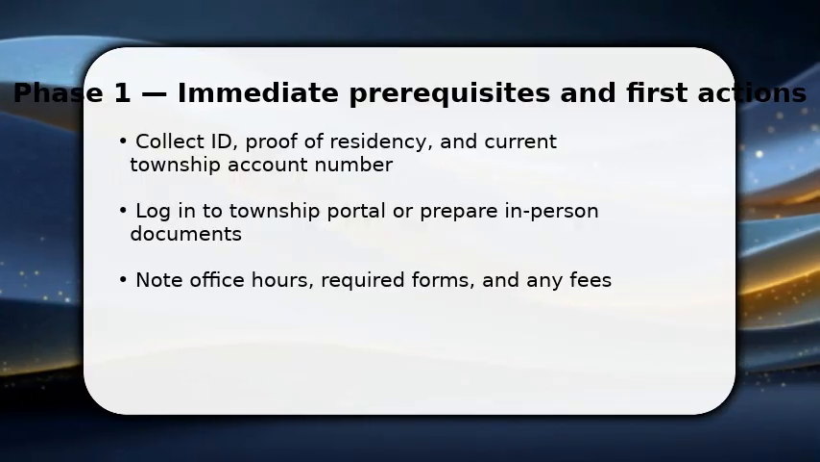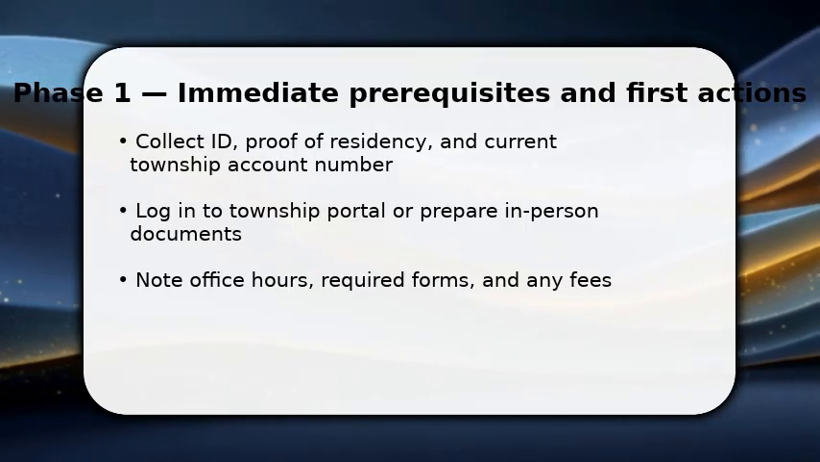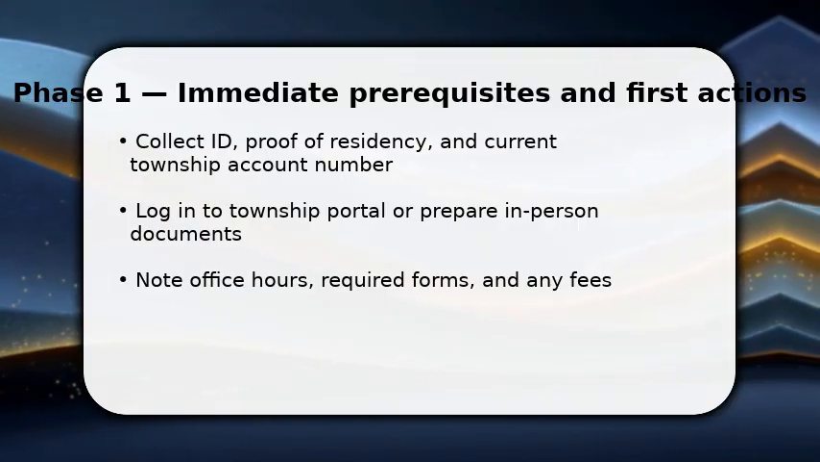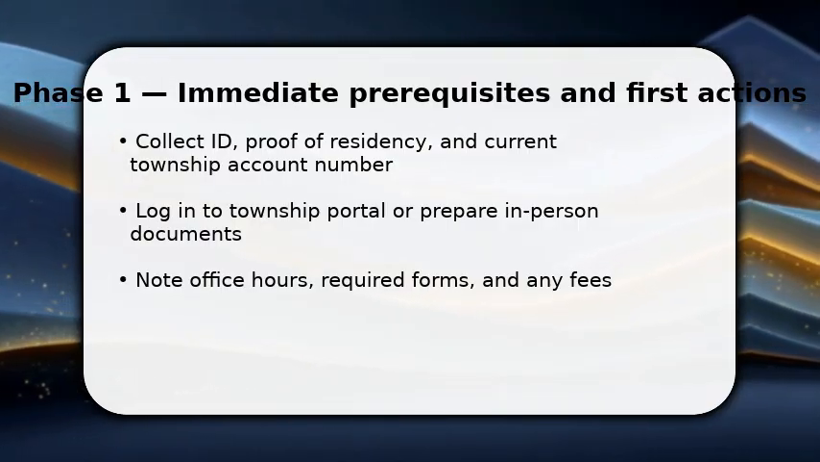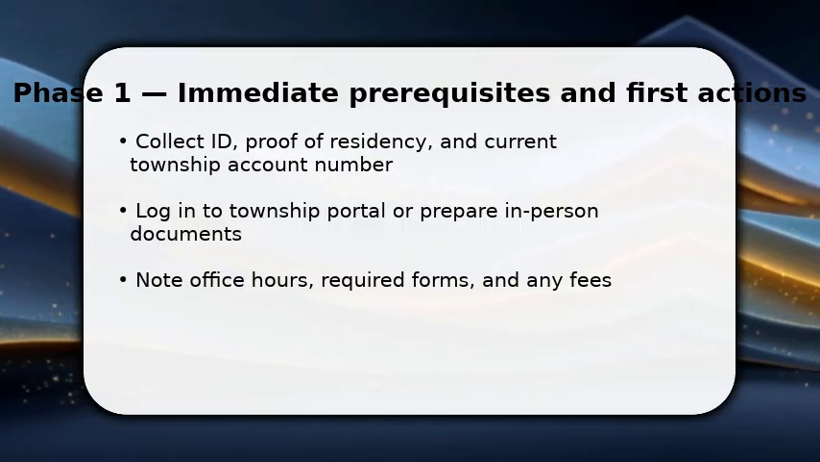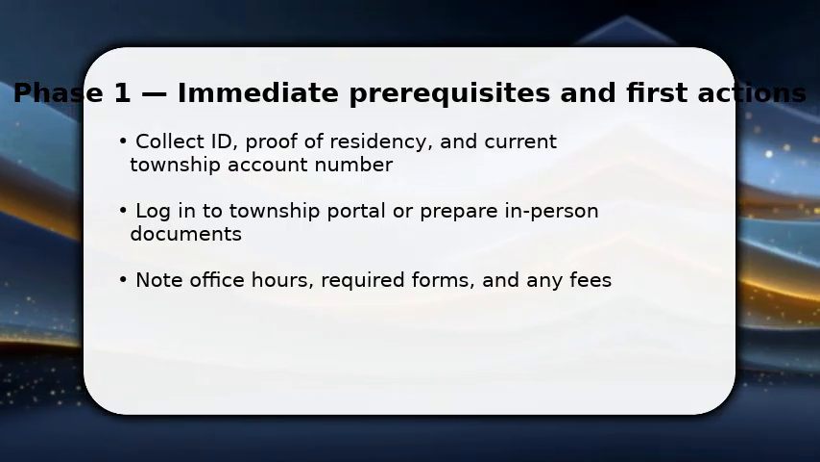You begin by proving identity and locating your existing account. Gather photo ID, proof of residency, and the Township account number. This speeds validation. If online, log into the Township portal now and confirm your contact email and phone. If in person, photocopy documents and arrive within posted hours.